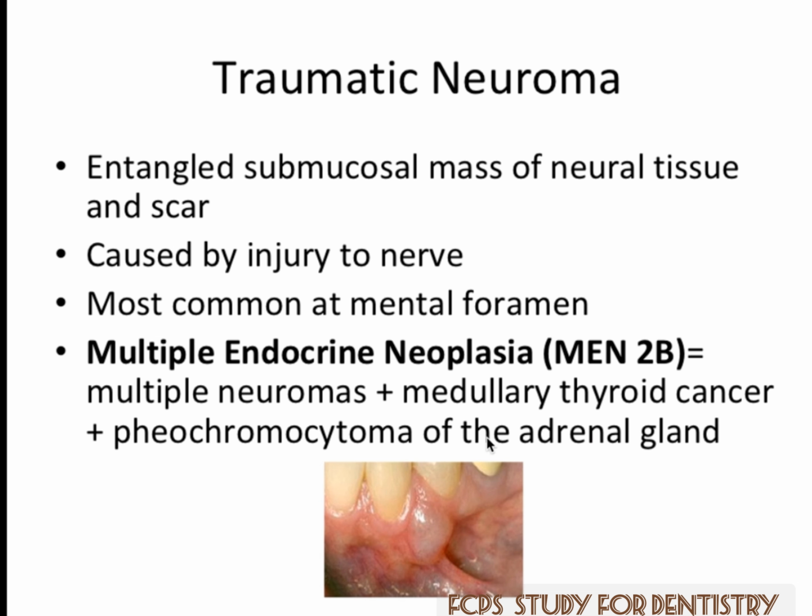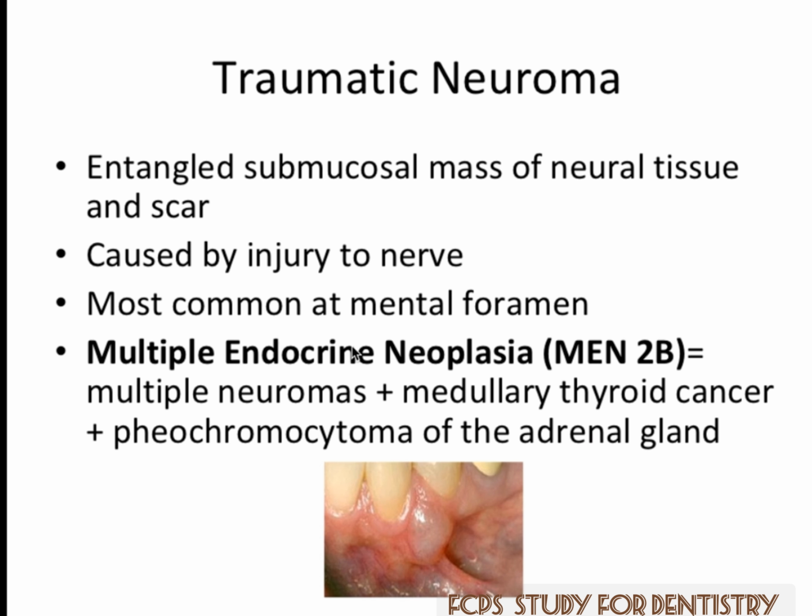And again, I have another syndrome, and I like to list them out like a math equation because it's a sum of a certain amount of conditions that must be met to make it a syndrome. And here we have multiple of these neuromas, plus medullary thyroid cancer, plus pheochromocytoma of the adrenal gland. And these three things constitute multiple endocrine neoplasia, sometimes called MEN for short. 2B is the form of it.